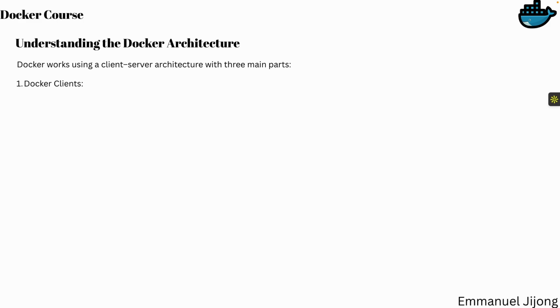So the first part itself is the Docker client. The second part is the Docker Daemon, or they call it Docker D, and the third part are the Docker objects. That's the images, containers, volumes, and the network, right? Now the Docker client, as I said earlier, is the Docker CLI.